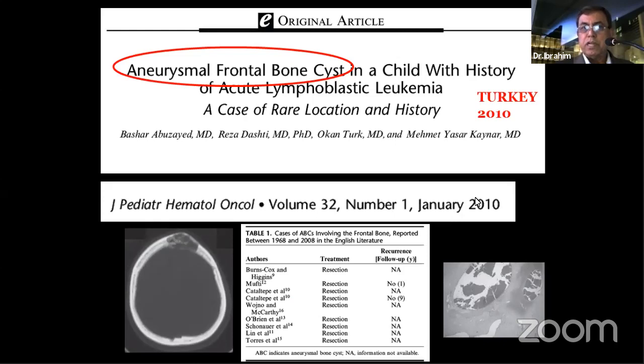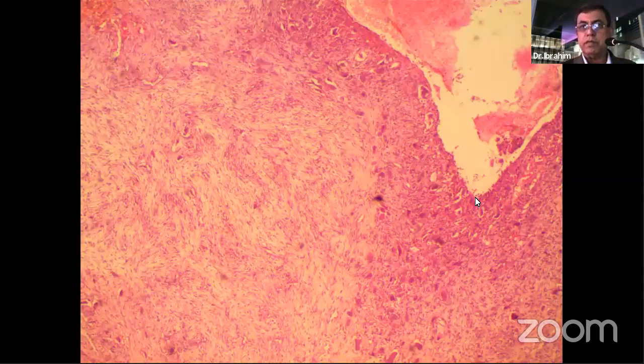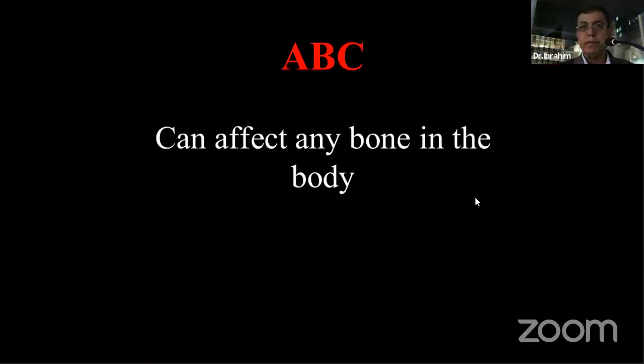Aneurysmal bone cyst in a child with history of acute lymphoblastic leukemia. So you have a bone lesion and then you develop something inside it. This is from Turkey. What about the histopathology of these lesions? I think the Professor is not here, so we'll just move on until he comes in.